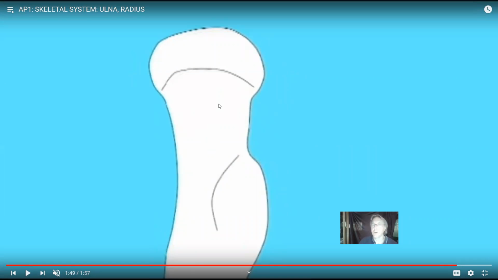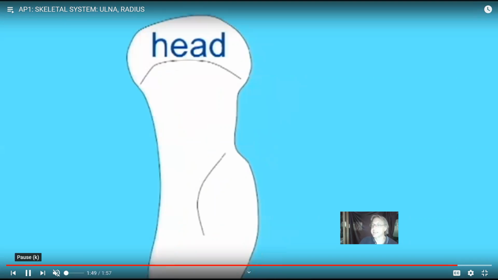On the radius, we refer to a head, a neck, and it's the head of the radius which articulates not only in that radial notch, but remember that the head of the radius articulates with the capitulum. So you could say a head wears a cap. And here's the neck where it narrows. And here we can see the radial tuberosity where the biceps brachii inserts.